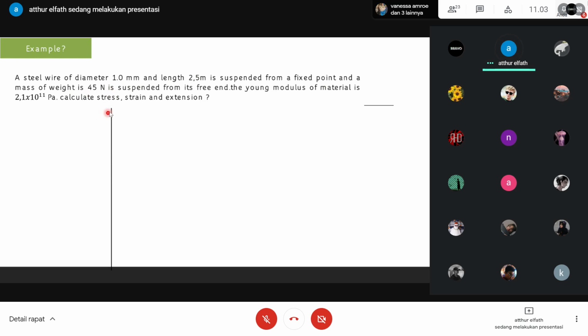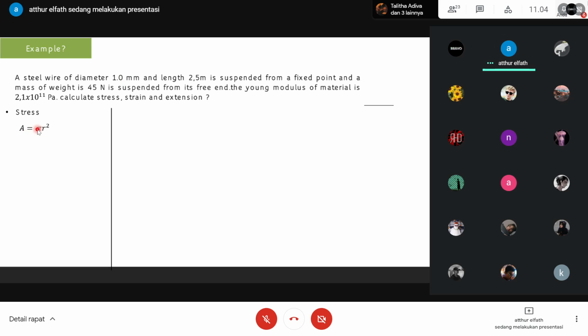Now, we want to calculate the stress. Remember, stress is F per area. We knew about the force. Yeah, the force is the same as weight because the unit is the same. But we only know about the diameter. So this means you have to calculate the area of a circle first.